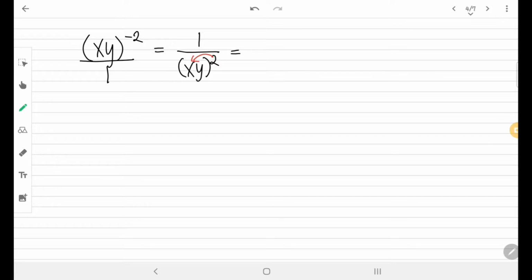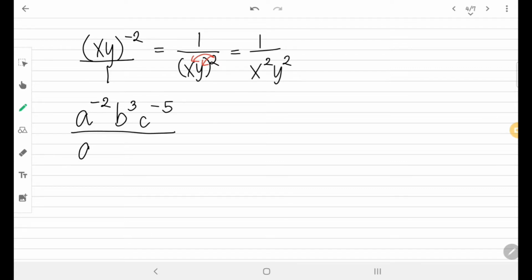Dahil power rule, multiply natin to dito and down. So, dapat alam niyo yung laws of integral exponent. So, we have 1 over x squared, y squared. Kasi, 2 times 1 is 2, and then 2 times 1 is 2 pa din. Okay, let's have another example. Ito yung sinasabi ko kanina. Kapag negative siya sa taas, ililipat mo siya sa baba. Parang ang illustration ko yan kapag tinuturo ko.